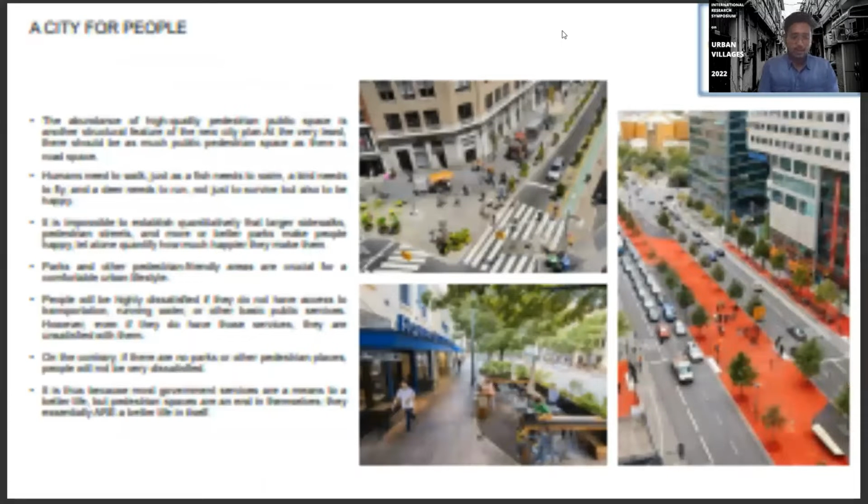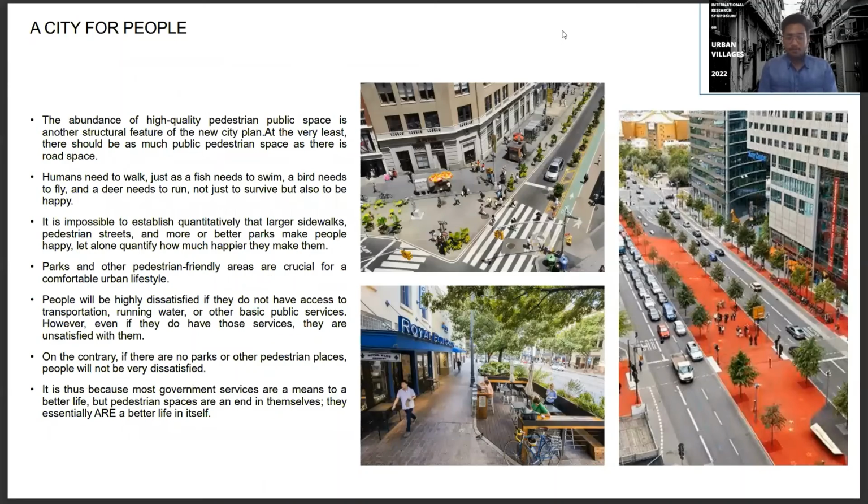Now, what exactly do we mean by a city for people? Basically, making a city for people means giving access to the people over vehicles and giving a satisfactory environment for the people living in the city. Walking is very much essential for humans, as it is for fishes to swim or a bird to fly. So we are meant to walk, and having a pedestrian-friendly area is crucial for comfortable urban lifestyles, as you can see in the pictures on the right.